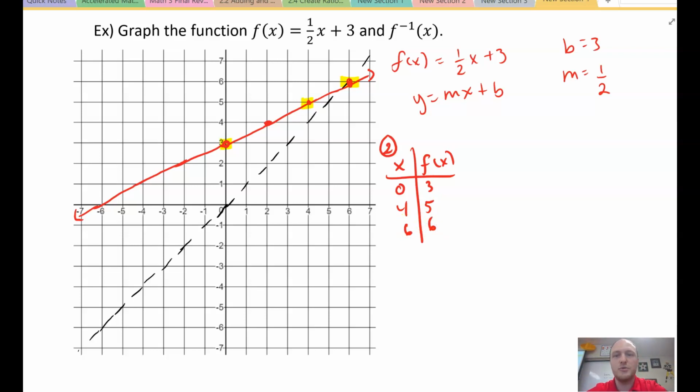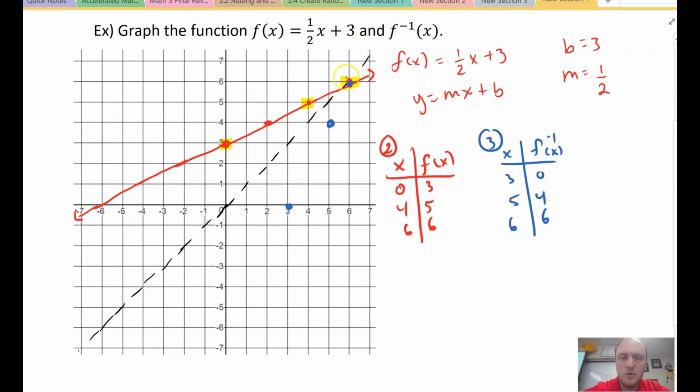Now what I want to do with those points is just switch them. That's how I find the inverse, f inverse of x. So (3, 0), (5, 4), (6, 6).